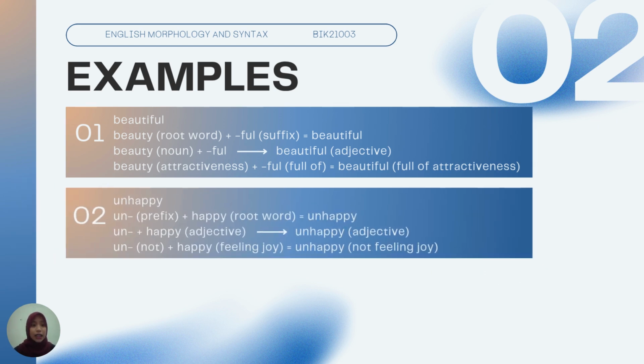The second example is unhappy. The word unhappy came from the root word happy, to which the prefix un is added at the front. The word happy is an adjective, and when un is added at the front, it becomes unhappy, which stays an adjective, meaning it didn't change the grammatical function. The word un means not, while happy means feeling of joy. So when combined together, unhappy means not feeling joy.